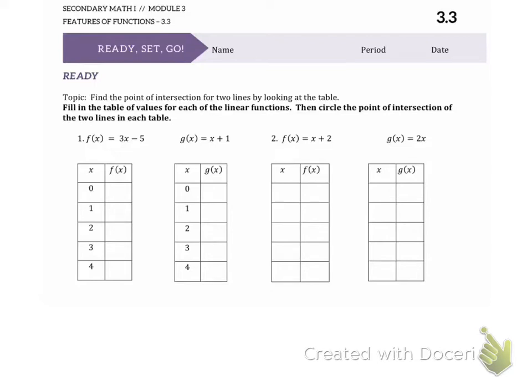Hello Math 1 class. Today we are going to do section 3.3, Features of Functions, from the MVP math curriculum, and we are going to do two questions from the Ready part. The first question talks about filling in the table of values for each of the linear functions. Then circle the point of intersection. You have to find the point of intersection of the two lines in each table.